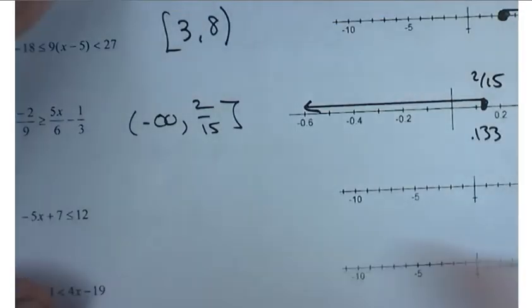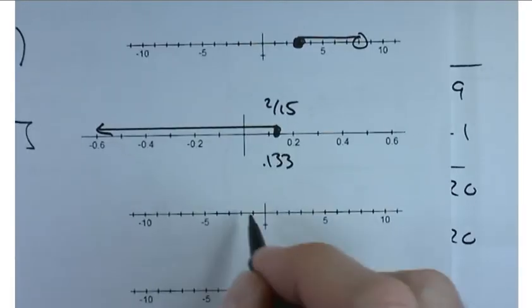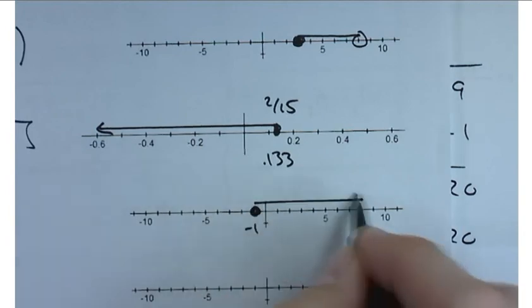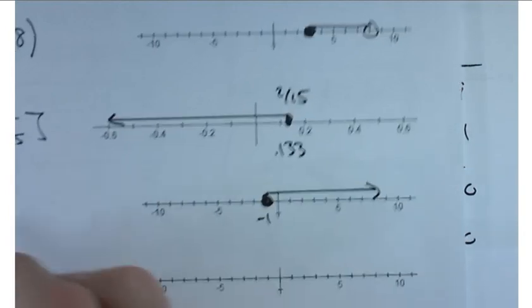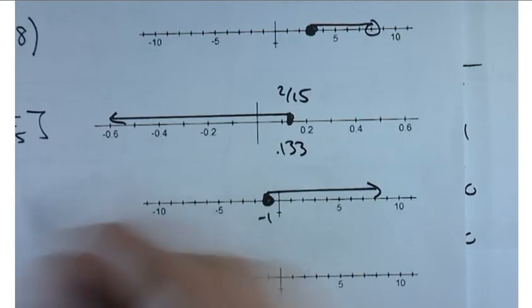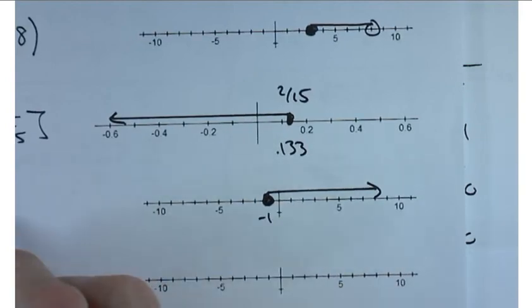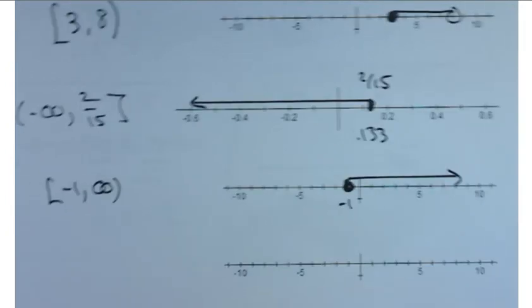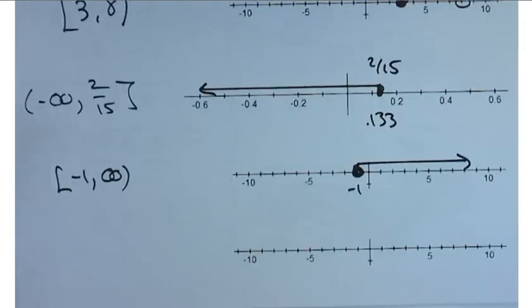So negative 1 here, arrow to the right. Graphically speaking, we're all set. The interval is going to be negative 1 to positive infinity. Infinity and negative infinity always get parentheses. I'm not going to mark you wrong if you accidentally put a bracket on infinity or negative infinity, but they do get parentheses.